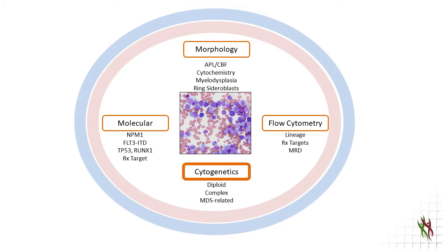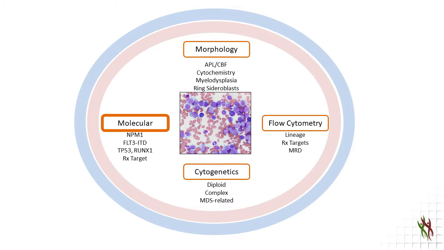In addition, cytogenetics is one of the key tools that allows us to detect recurrent cytogenetic abnormalities such as 15;17 or 8;21, which define acute promyelocytic leukemia and core binding factor leukemia, in addition to inversion 16, that again require a different line of management.